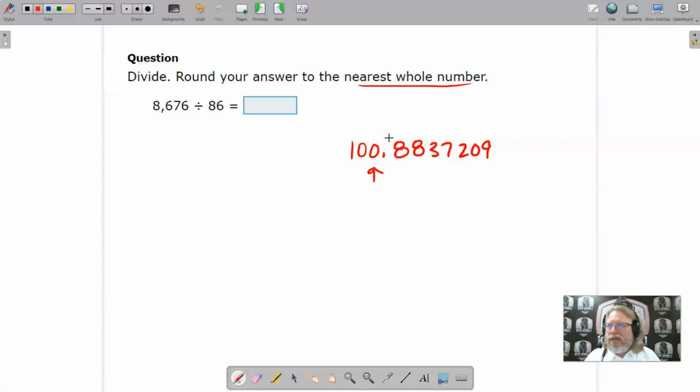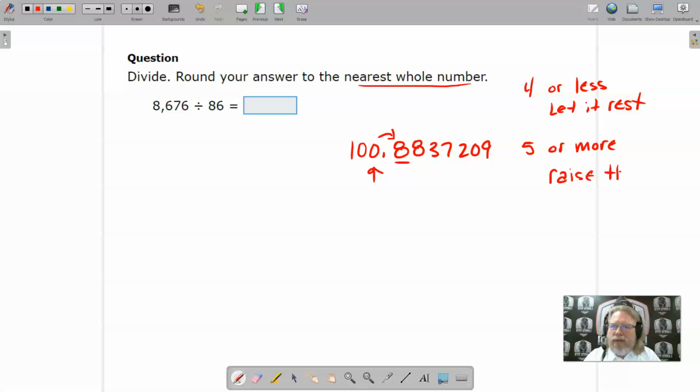Non-decimal number. So we need to look to the right and see what is the next value over, and it is an 8. So the old rule of 4 or less, we're going to let it rest. You may have heard this before. And if it's 5 or more, then we're going to raise the score. And this works because it kind of rhymes, right?